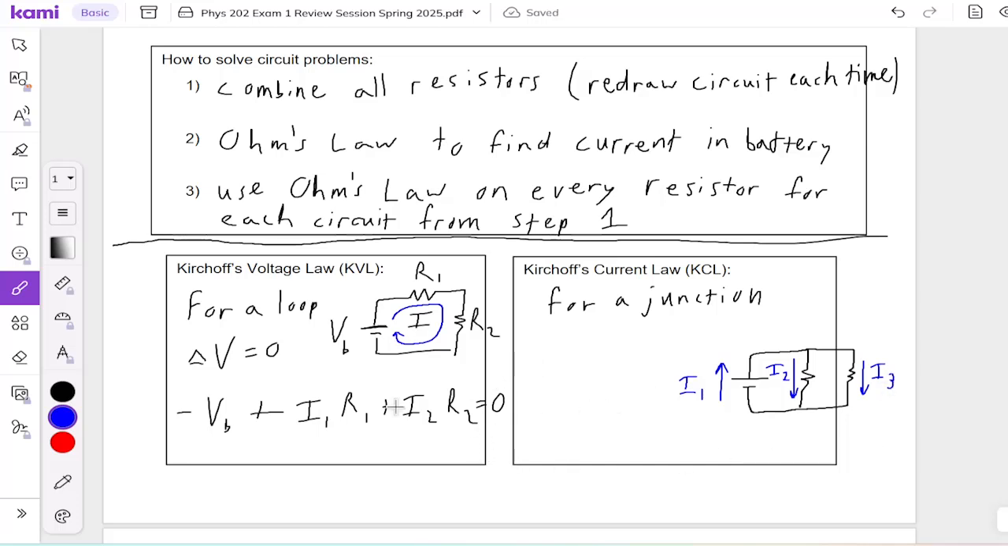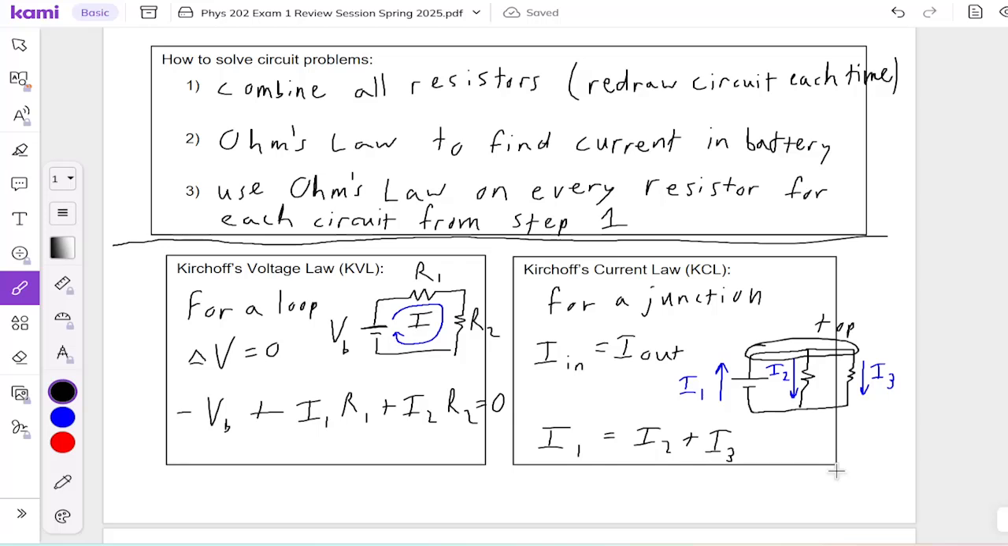What KCL says is that the currents going in have to equal the currents going out. So for this example, if I'm looking at this junction at the top, which by the way, I could have done the bottom, but I chose the top, and that whole top wire is a junction, then the answer is in is I1 equals out I2 plus I3. And there we go. Not so bad.